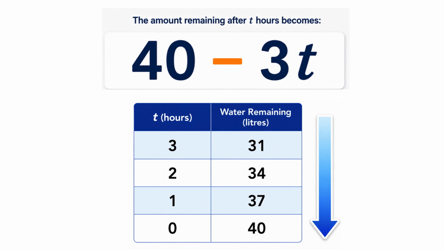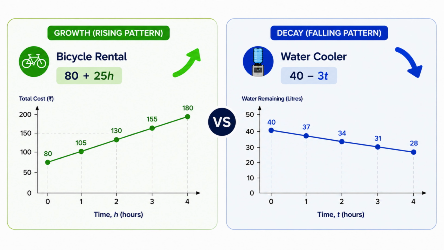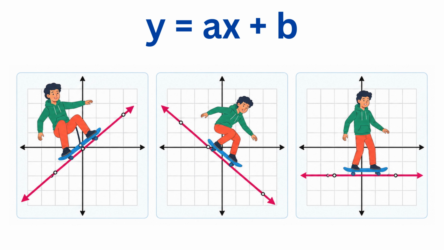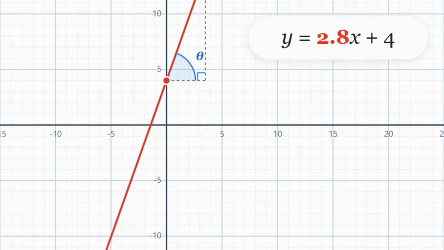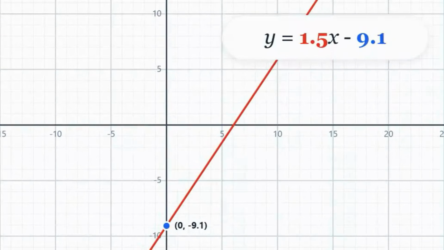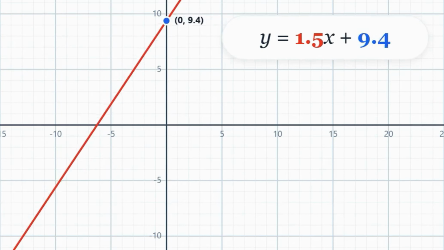Growth creates rising patterns. Decay creates falling patterns. And when these relationships are plotted on a coordinate plane, something remarkable appears: straight lines. Every linear relationship can be written in the elegant form y equals ax plus b. This equation contains the geometry of constant change. The number a controls the slope, how steeply the line rises or falls. The number b controls the y-intercept, the point where the line crosses the y-axis.